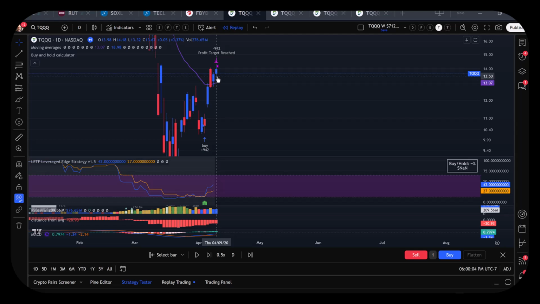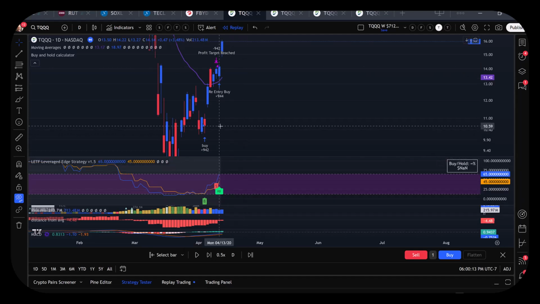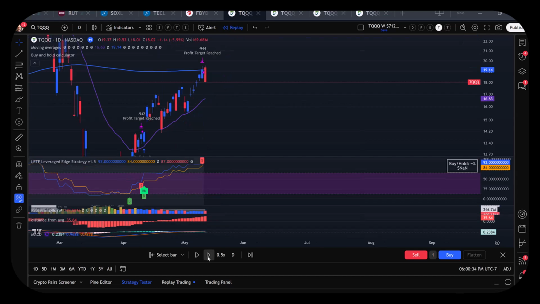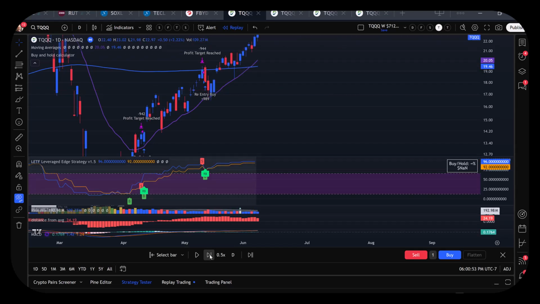So at this point we would be selling at the end of the day, and if the conditions are still good, the next day we're going to rebuy. And we do rebuy the next day. We get back into the trade and we keep going. Oh, we reach our profit target again. And after we reach the profit target, we do get back in again. We rebuy. And we're still moving along.